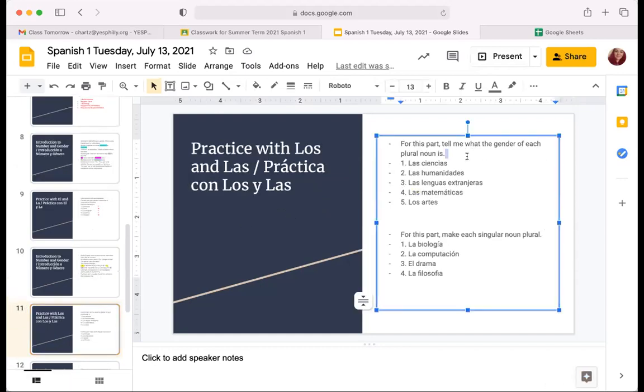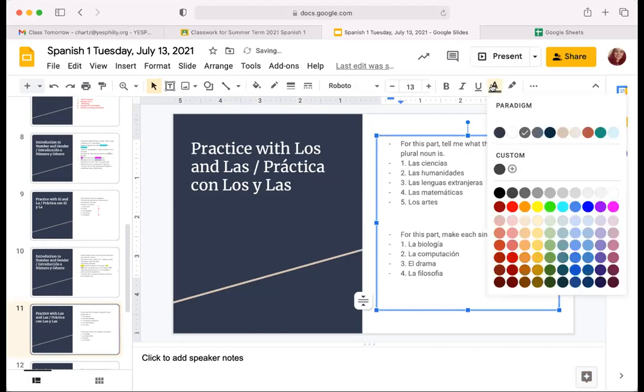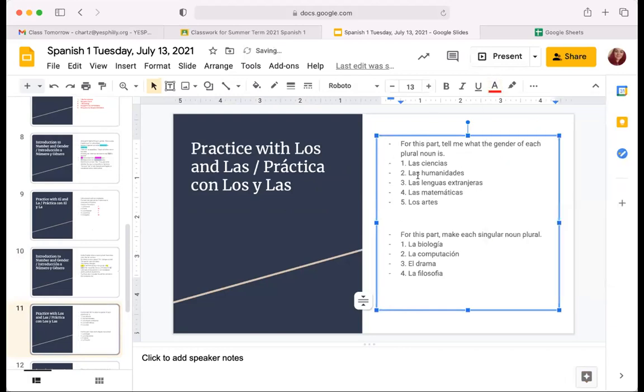So for this one, these are our vocab words, and they're all more than one. So you could just tell me what the gender of each one is, like we did before. For the first one, we have las ciencias. Is that masculine or feminine? Yep. For the next one, we have las humanidades. Las. Is that masculine or feminine? M or F, it doesn't matter. Feminine.